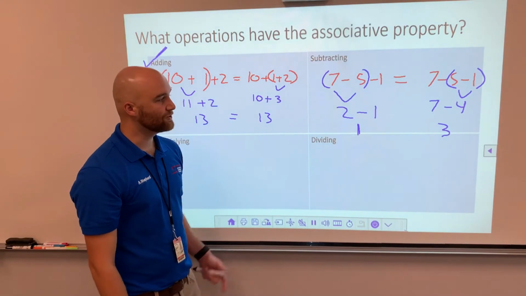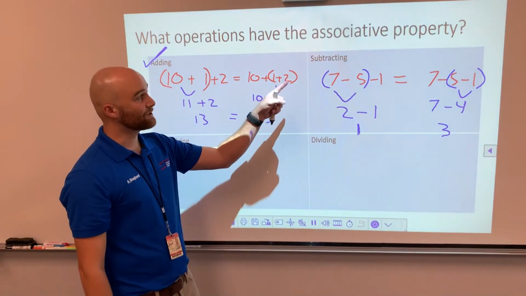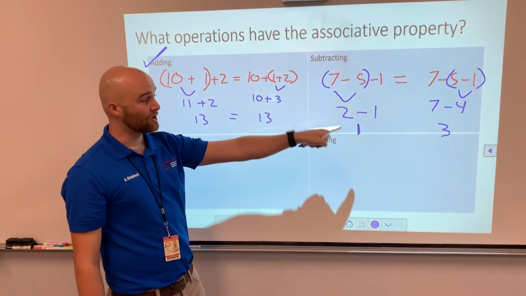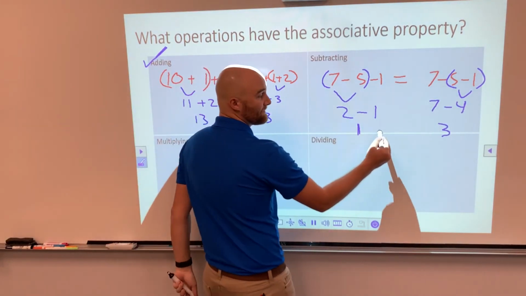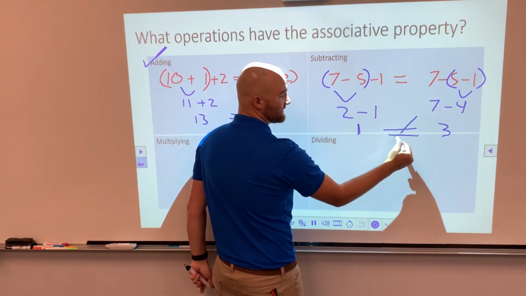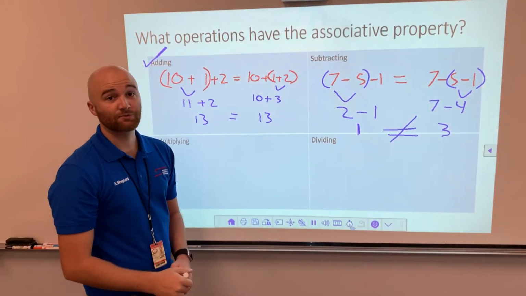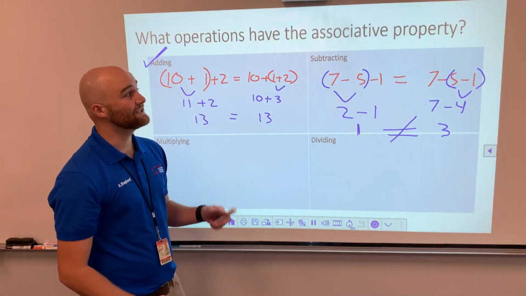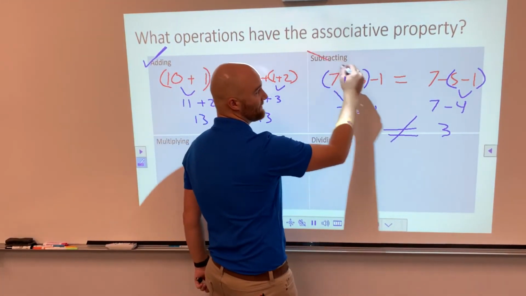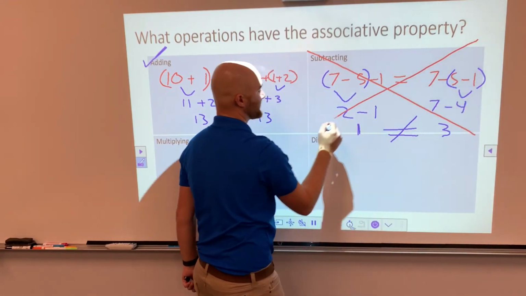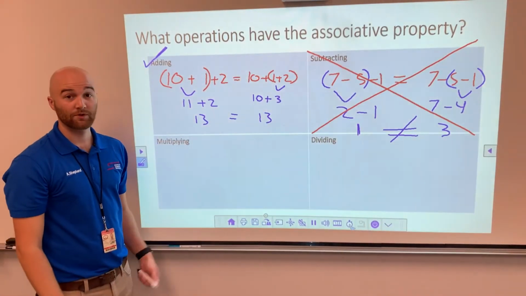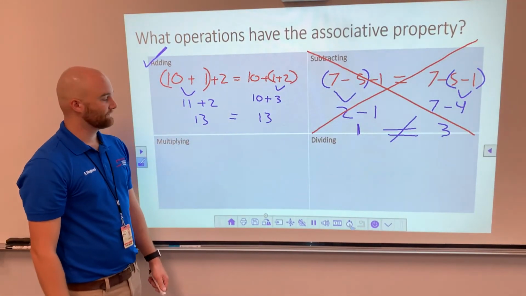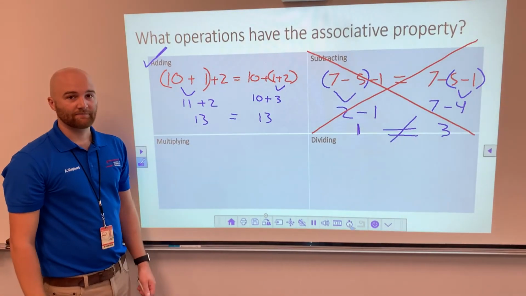Wait a second, those should be the same number. If subtraction had the associative property, those would be the same number. But because they are not equal, then I know that subtracting doesn't have the associative property. I'm going to put a big X through subtracting. It doesn't work. Were you right? Were you wrong?